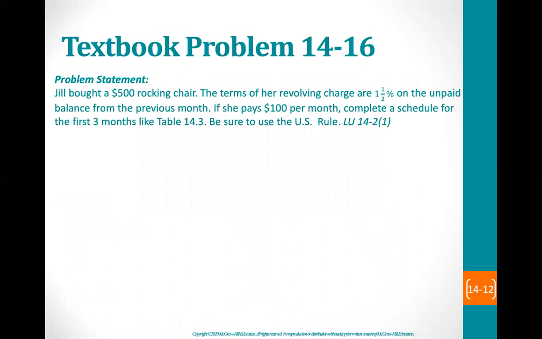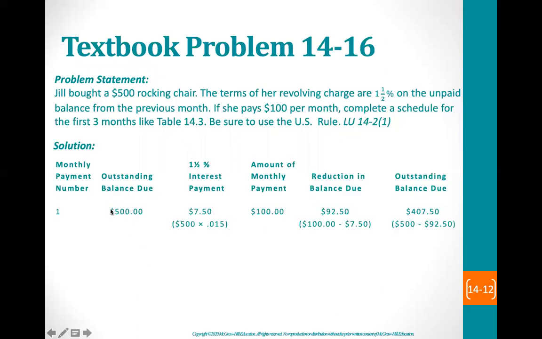Jill bought a $500 rocking chair. The terms of her revolving charge are 1.5% on the unpaid balance from the previous month. If she pays $100 a month, complete a schedule for the first 3 months using the U.S. rule.